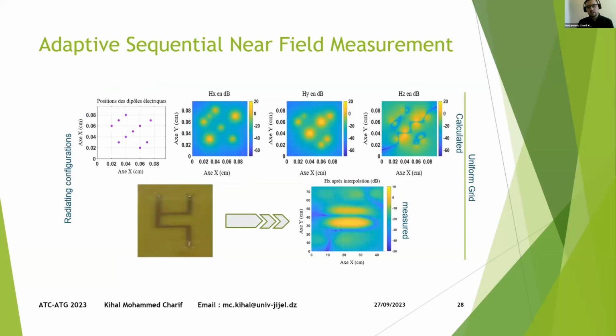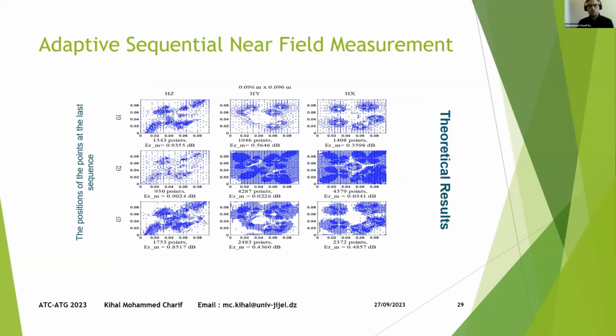These figures present the radiating configurations and the field calculated or measured with the conventional methods. We apply our adaptive procedure. These figures show the positions of points as the last sequence for the three components Hx, Hy, and Hz, and for the three selection criteria G1, G2, and G3. We notice the difference between the points selected by the three criteria.